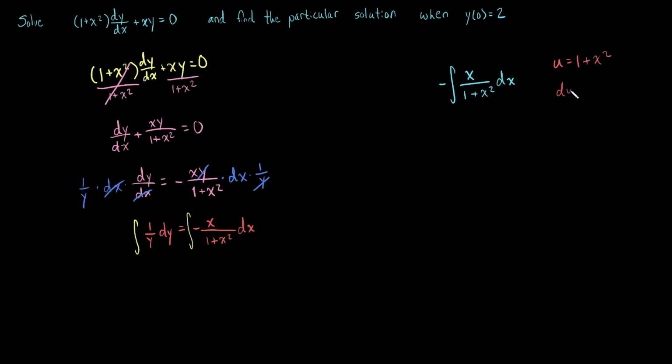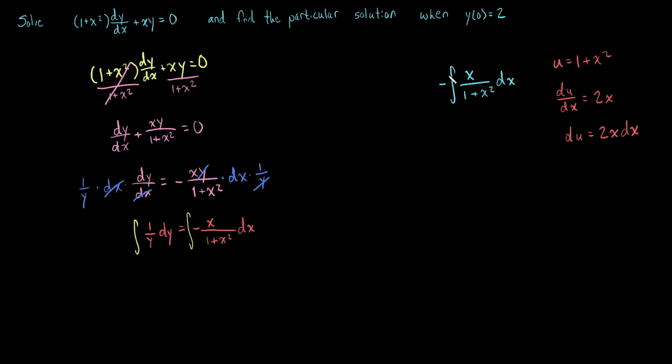We find our derivative of u with respect to x and end up with 2x. Multiply both sides by dx, and we get du is equal to 2x times dx. What this tells me is that if I want to substitute du, I need a 2x dx. Well, what do I have? I have just an x. So how do we get a 2x in there?